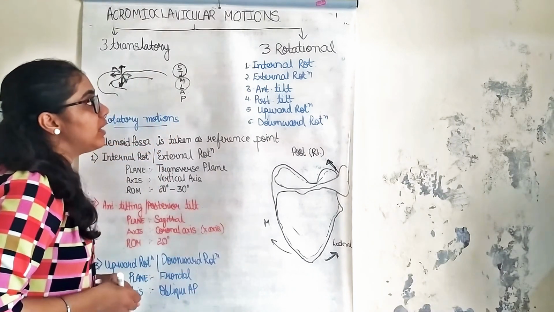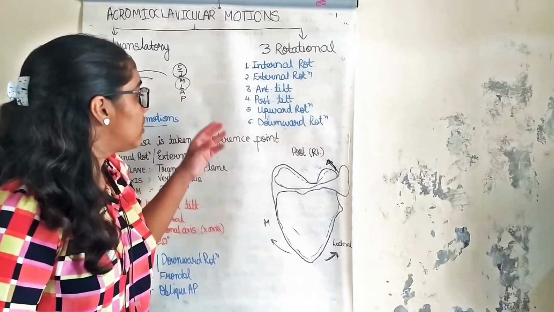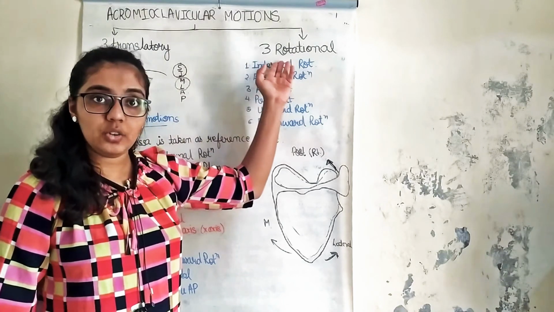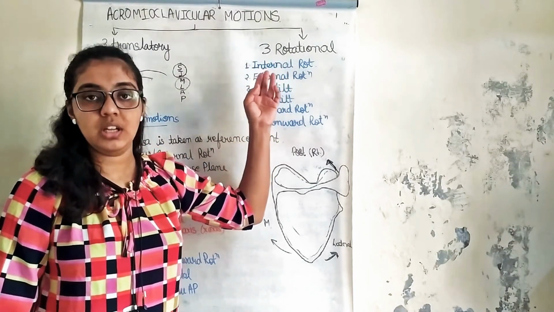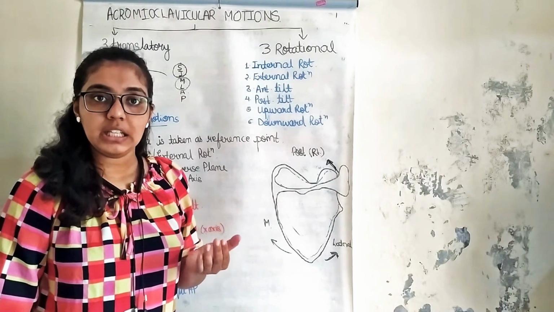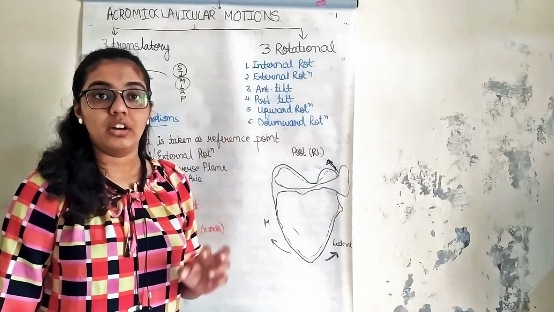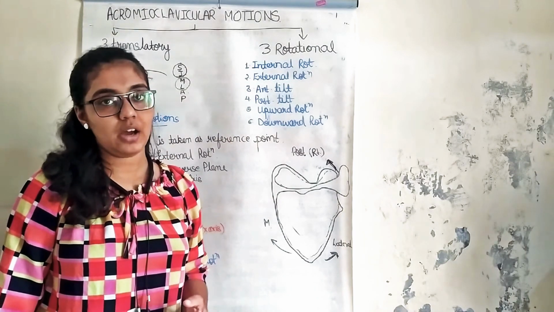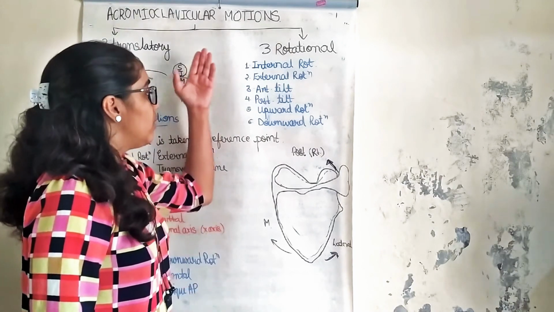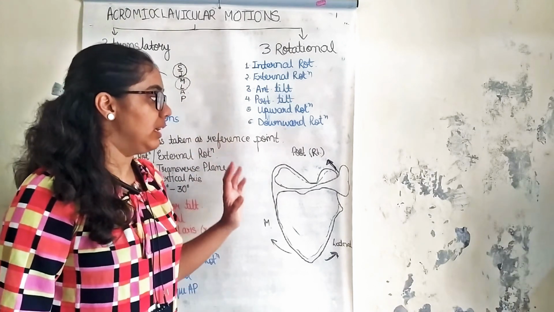Second one is rotatory motion. There are a total of three movements. First, internal rotation and external rotation. Second, anterior tilting and posterior tilting. Third, upward rotation and downward rotation. Now we will discuss these movements in detail.